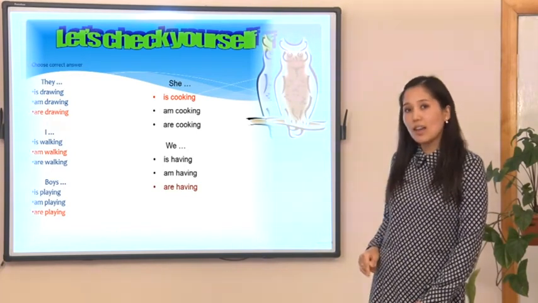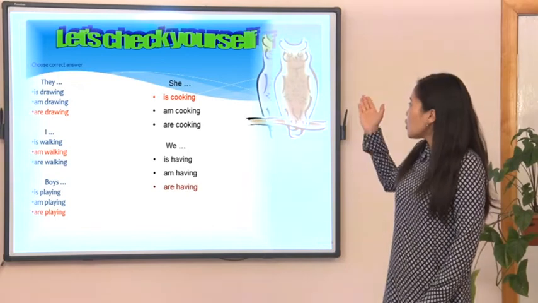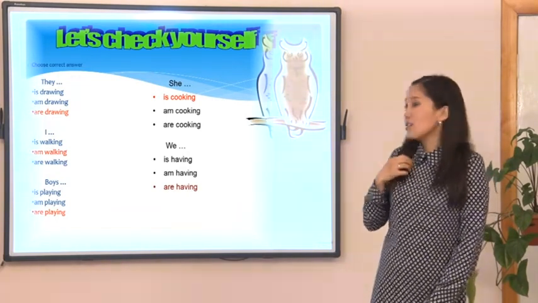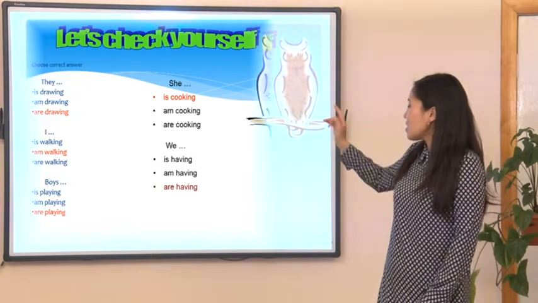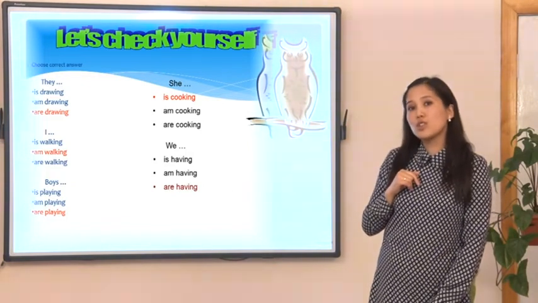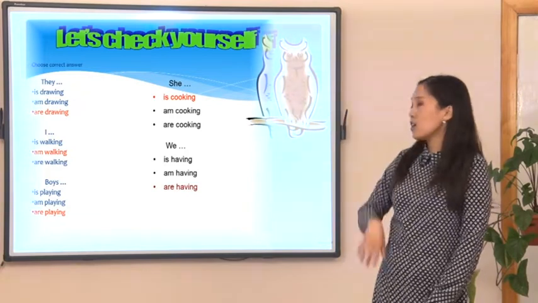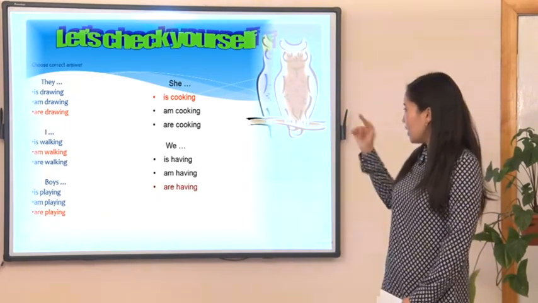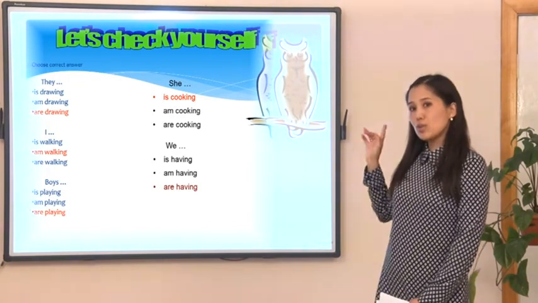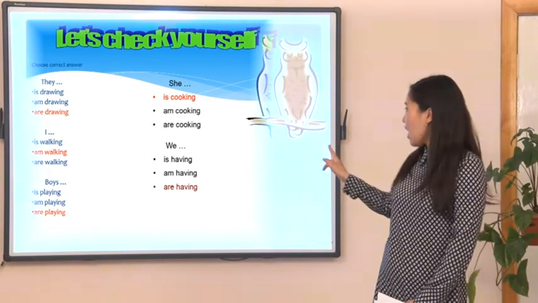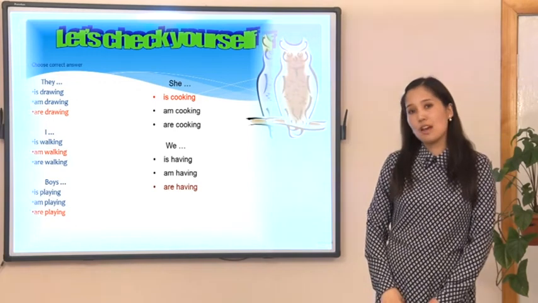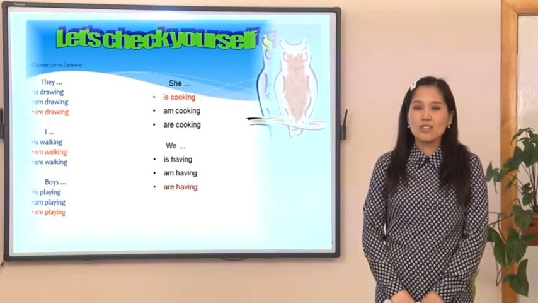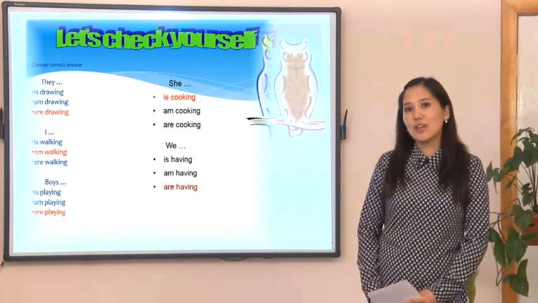Boys are playing. Next one, she. She is third person singular. That's why we use is and the verb with ing form, like she is cooking. And the last one, we have the subject we. With we, we always use the to be form are and the verb having. I think you don't have mistakes. I think you all did very well.